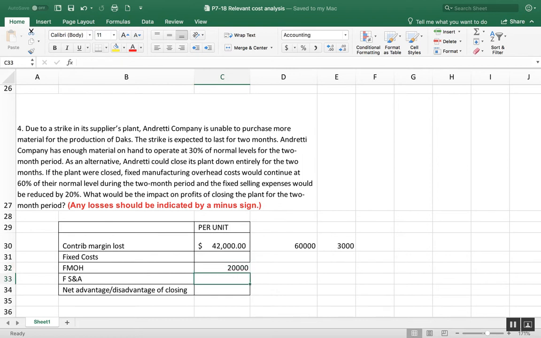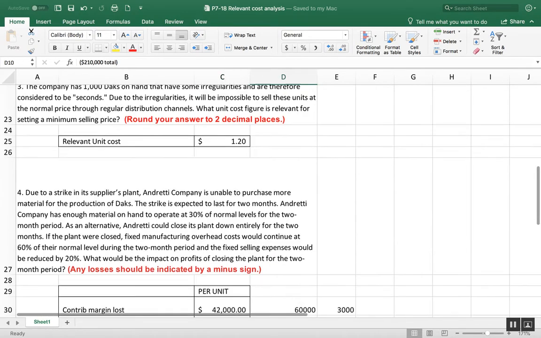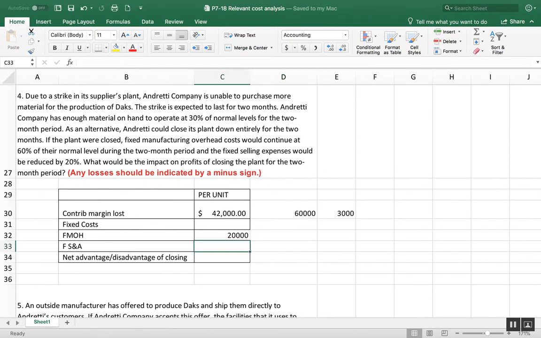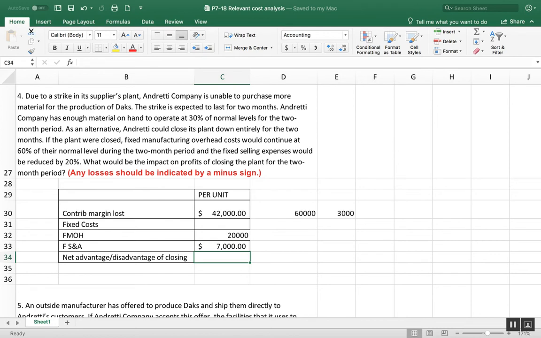Same thing is true for my fixed selling and administrative. How much was my fixed selling and administrative? It was 210. So I'm going to do the same kind of thing here, 210. But in this case, it says they would be reduced by 20%. So they would be reduced by 20% times 0.20 for the 2 months out of the year, giving me $7,000.